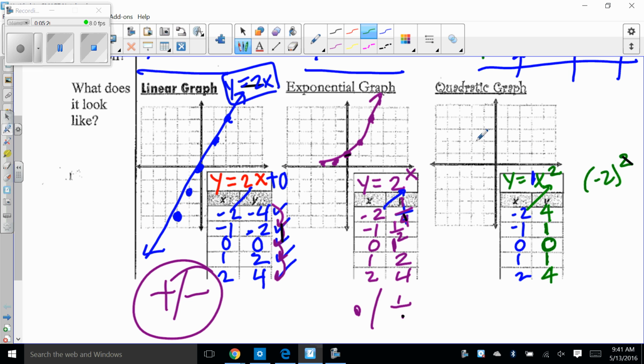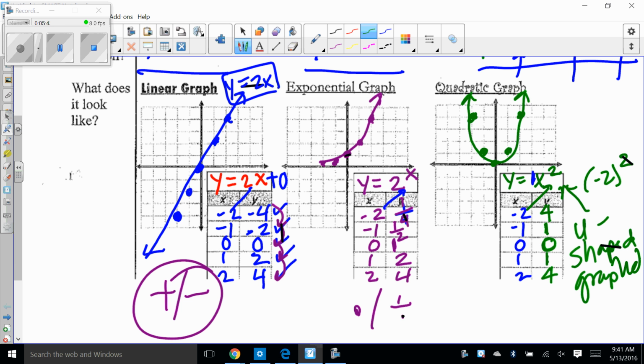Left 2, up 1, 2, 3, 4. Left 1, up 1. 0, 0. Right 1, up 1. Right 2, up 4. Now I know I graphed that fairly quickly. Go ahead and catch up. Anytime you have the power of 2, you're going to end up with a U-shaped graph. That's called a quadratic. Go ahead and catch up there, U-shaped graph. You can see those three graphs are all very different in style.